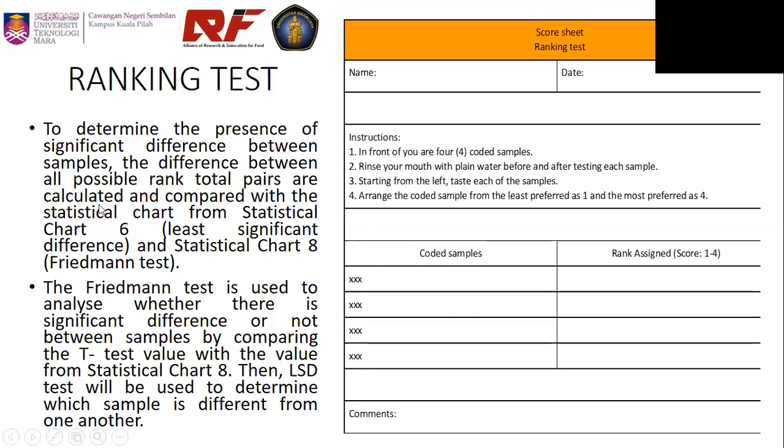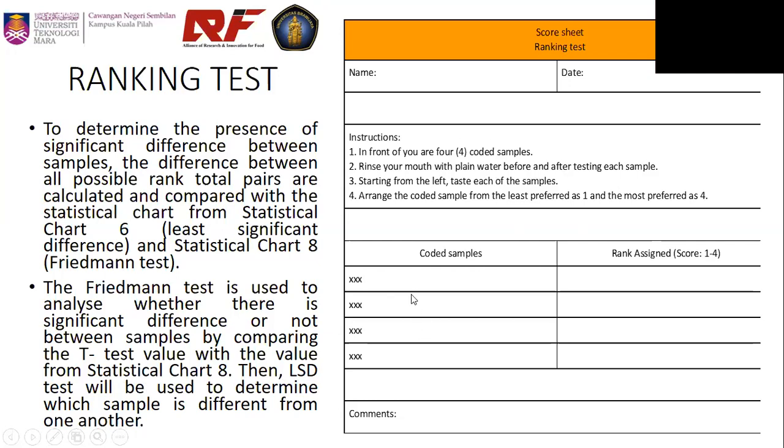The differences between all possible rank total pairs are calculated and compared with statistical chart 6, which refers to the least significant difference, and statistical chart 8 for the Friedman test. So this Friedman test is used to analyze whether there is a significant difference or not between samples by comparing the test value with the value from statistical chart 8. The least significant difference test will be used to determine which sample is different from one another.